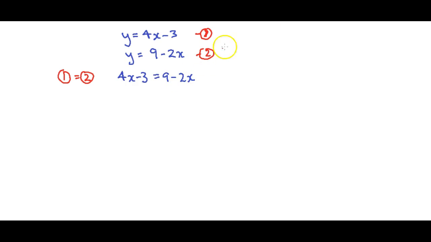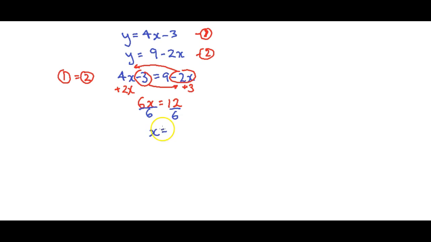Now we follow the rules of equations. Change the side, change the sign, so that becomes a positive 2x. I'm going to do the same with the negative 3. Change the side, change the sign. And we're left with 4x plus 6x on the left, and 9 plus 3 on the right gives us 12. Next thing I want to do is get rid of the 6 by dividing both sides by 6, and that leaves us x equal to 2.